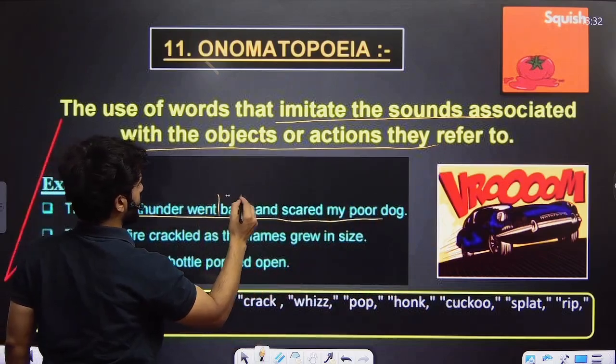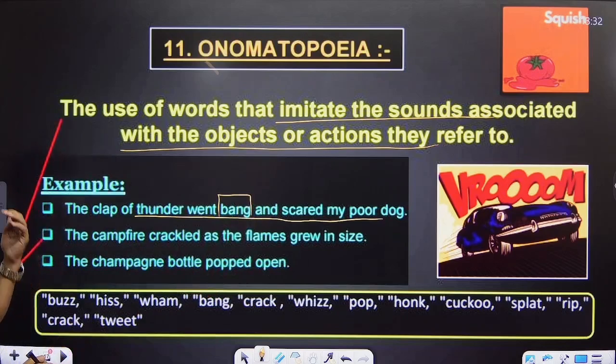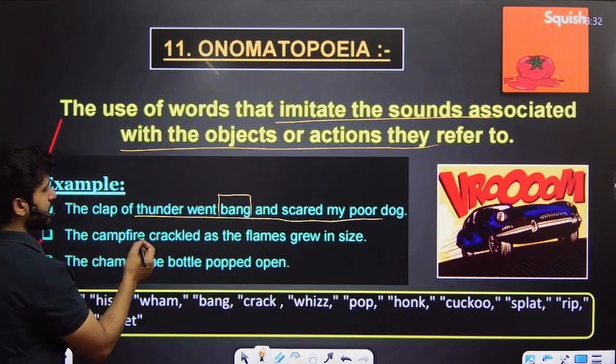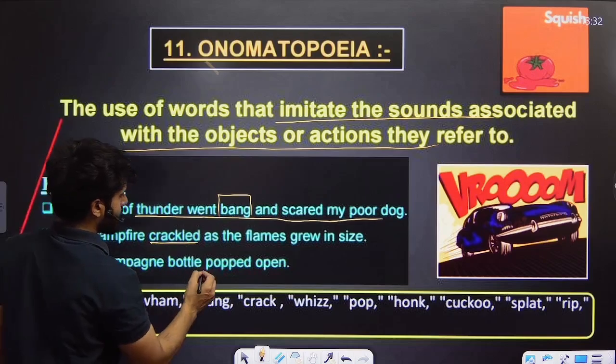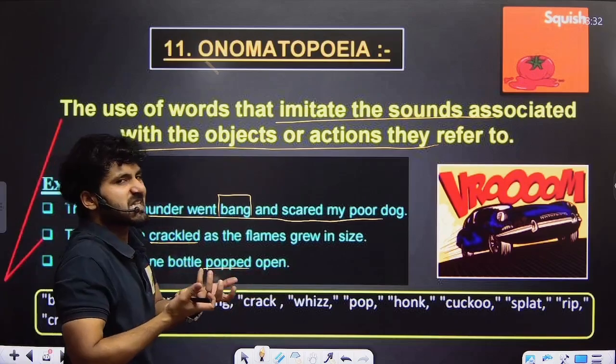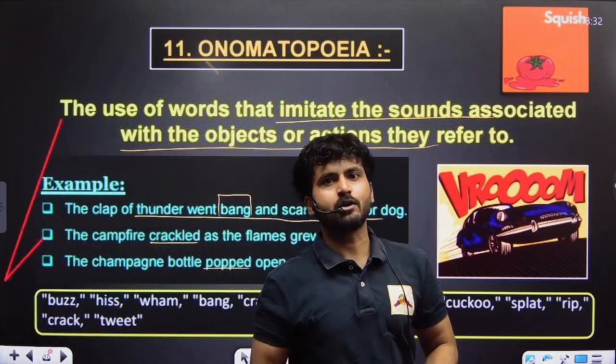So here you can see went bang. The clap of the thunder went bang. The campfire crackled as the flames grew in size. The champagne bottle popped open. So it is giving us the sense of the sound. That is your onomatopoeia. Got it?